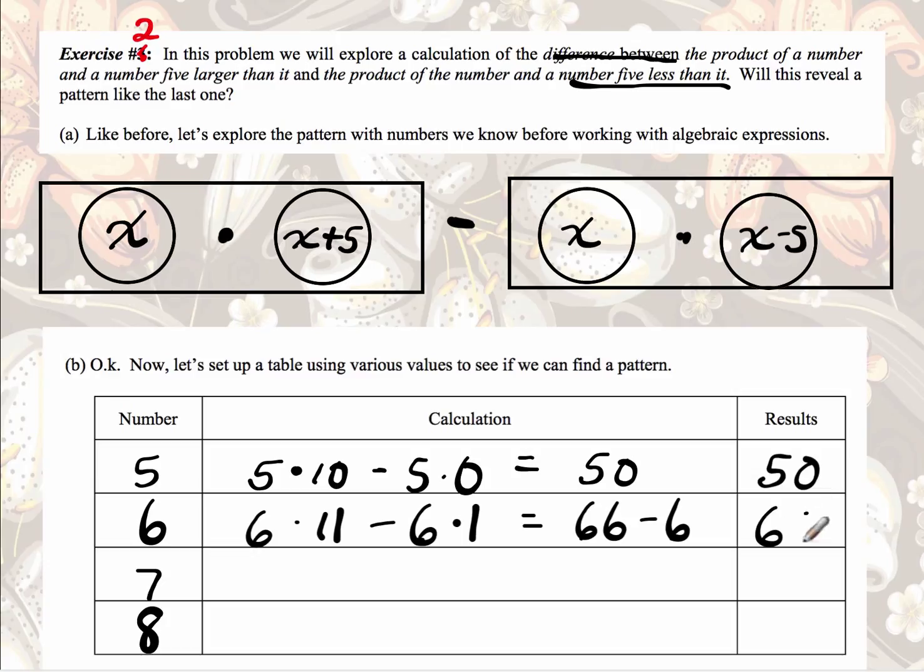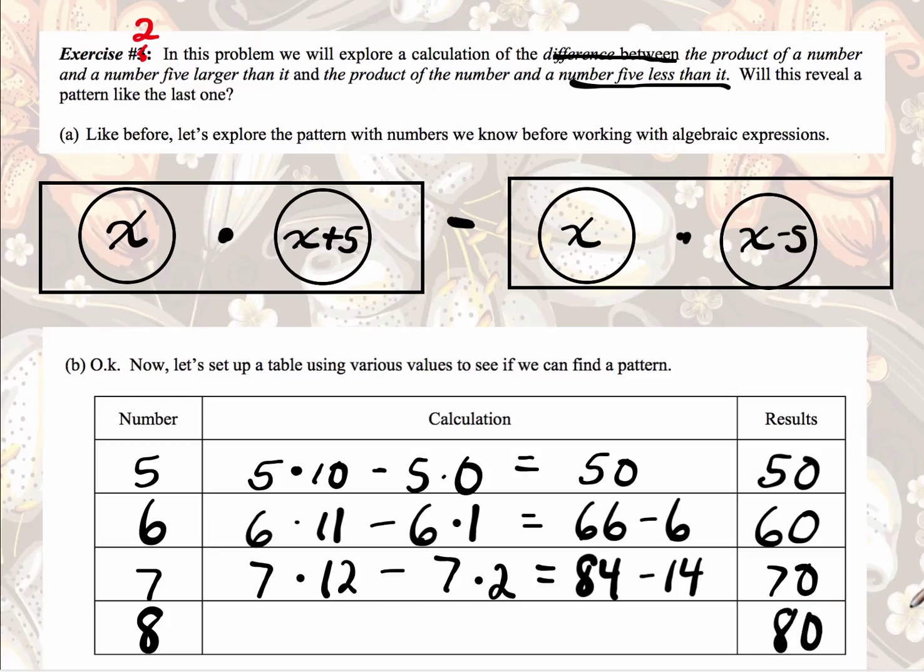Hey, we're kind of starting to get the same thing. Is this answer 70? Let's see. 7, the number. 5 more than 7 is 12. Now I want to subtract from that the number and 5 less than that number, which is 2. So 7 times 12 is 84 minus 14. That's indeed 70. So I guess this answer, if we kept our pattern going, is 80. So let's clean this up and see what happens.